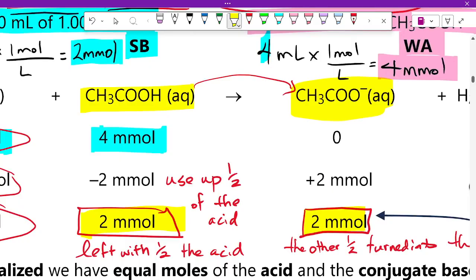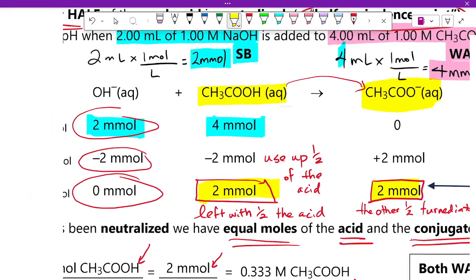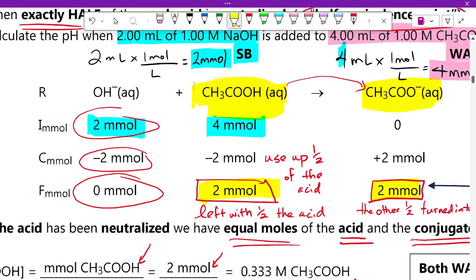Okay, and at that point, when we had neutralized half the moles, if you remember, we started with 4 moles of the acid, and we neutralized 2 moles of that with 2 moles of hydroxide. So 2 of those moles got converted into the conjugate base. So far, so good? All right. So we ended up with a mixture of the weak acid and the weak base in equal proportions.